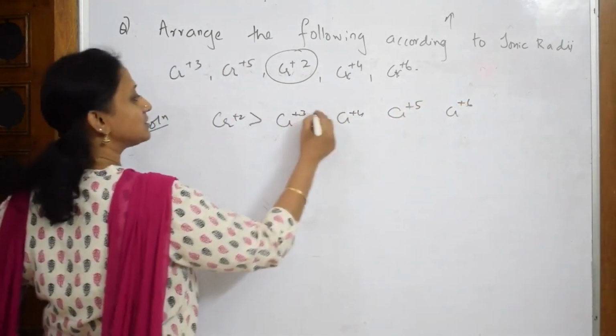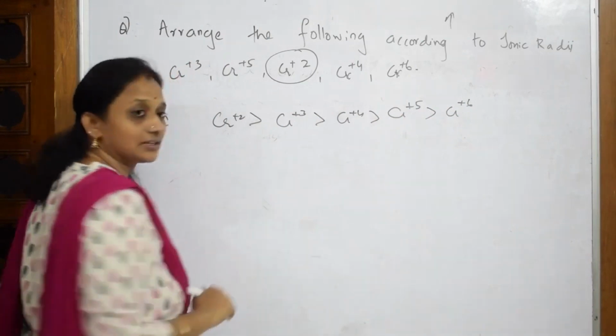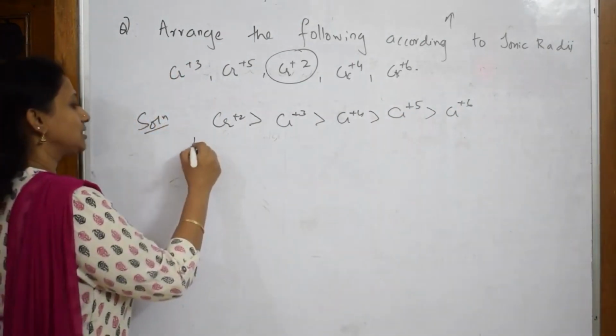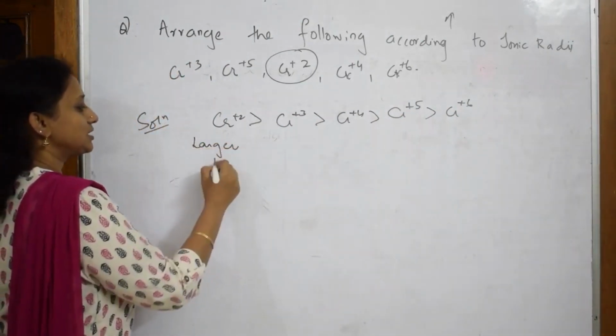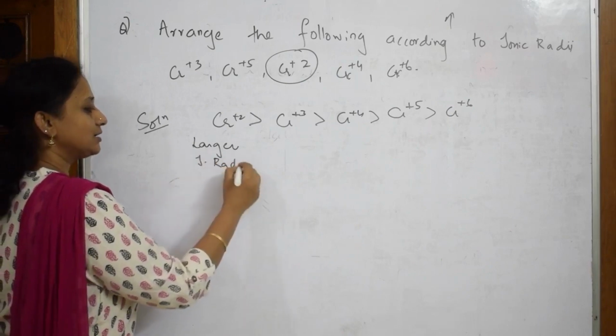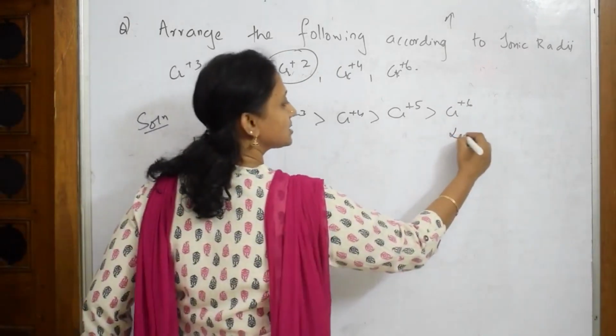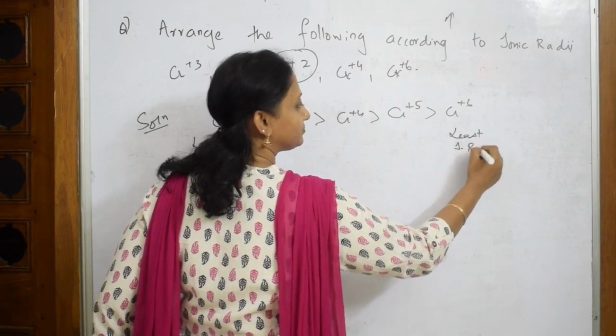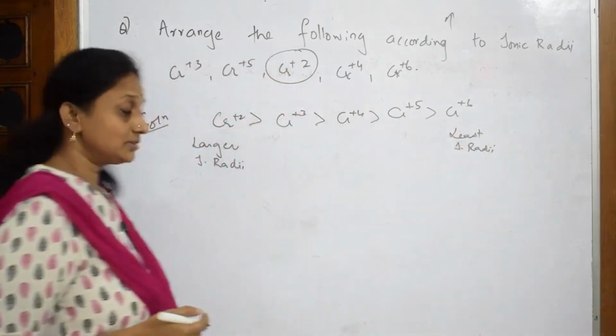So this is greater in ionic radii, this has larger ionic radii, and this has the least ionic radii. Now reason it. How can I write the reason?